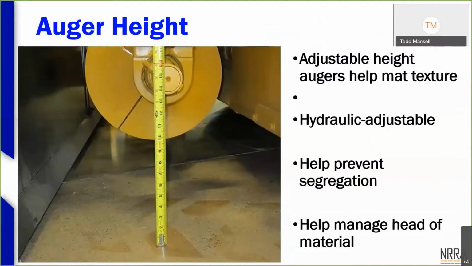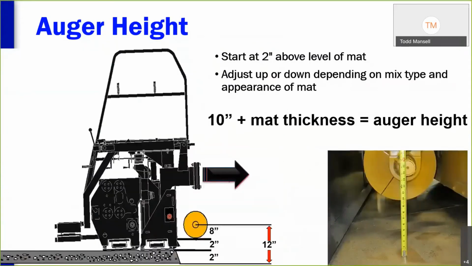So if I'm looking at an image, it says I better look at this and see if that's my problem. Adjustable height augers are another design feature that are on all pavers. There was a time when these were just fixed height, but they're hydraulically adjustable up and down. Again, they help prevent segregation and help manage that head of material that we just saw in the last video clip that was way overloaded. If we get those augers in a good position, we typically recommend about 2 inches above the mat surface that we're paving. And that's a good starting point.